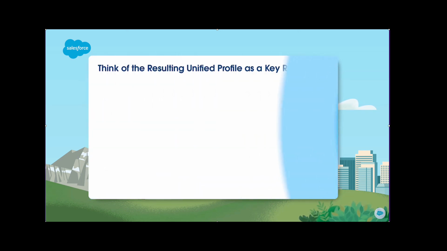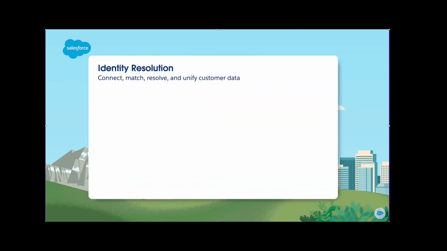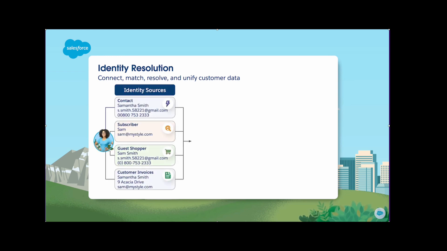The easiest way to think about unified profiles is by picturing it as a keyring. Now, every keyring or unified profile has its own universally unique identifier, or UUID. The keyring represents multiple records from various data sources that have been linked together via rules that you establish. Each key on the keyring is one of these matched records of the unified profile.